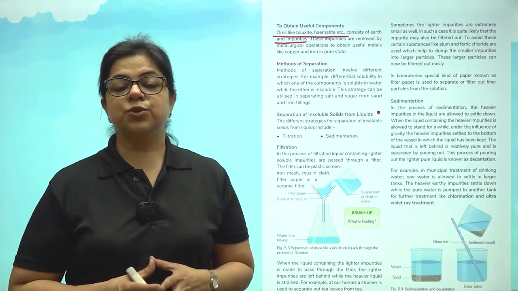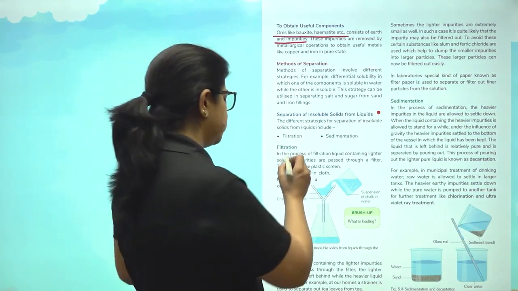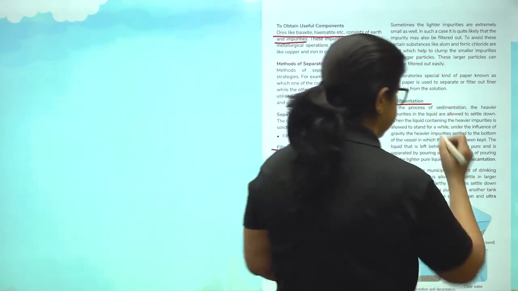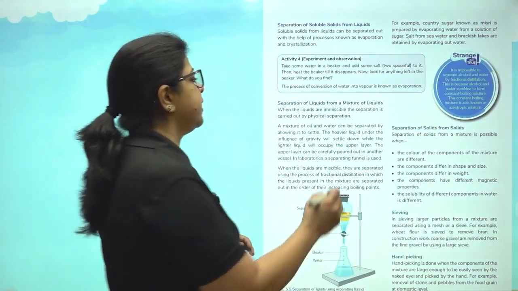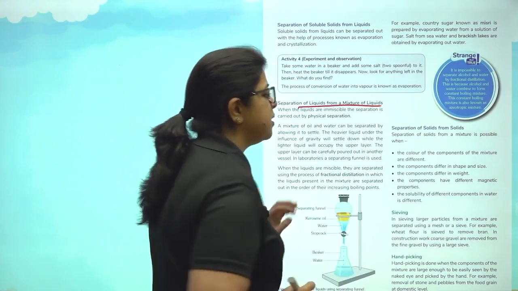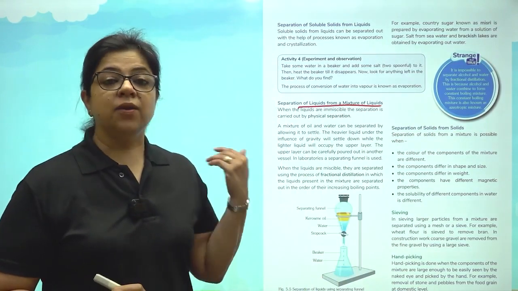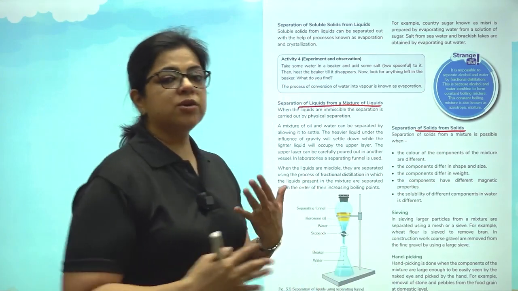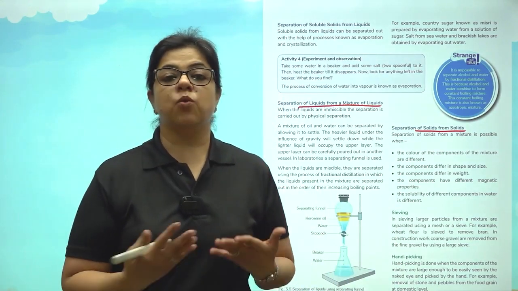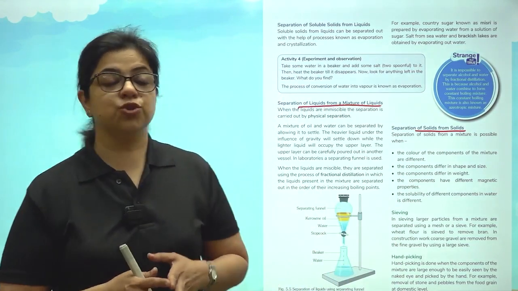So what have we understood from this video? We have understood the processes of filtration, sedimentation, and we have also understood how a liquid can be separated from a mixture of liquid. Now let's come to separation of solid from solid. In order to separate a solid from solid, what are the criteria that the mixture should meet?